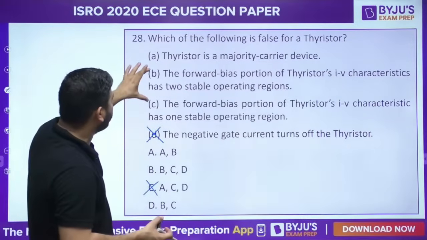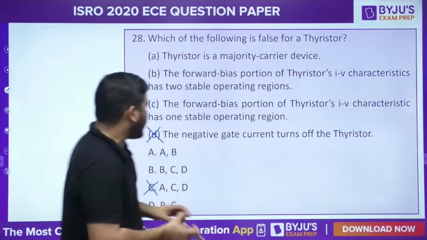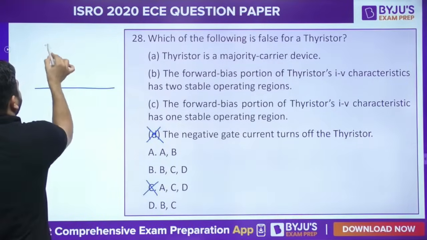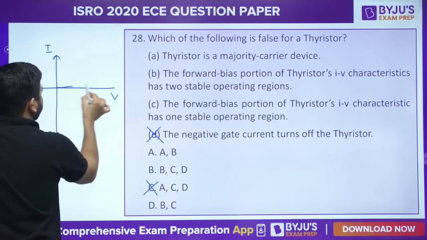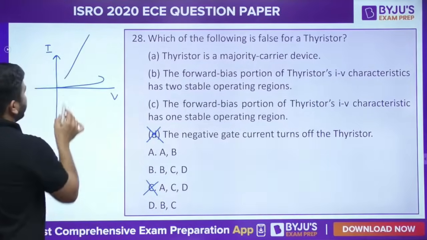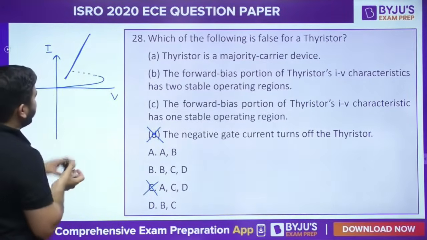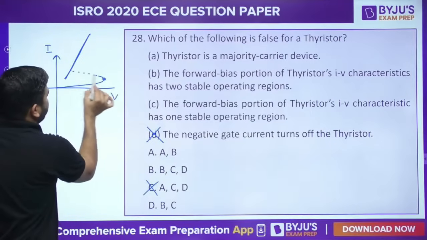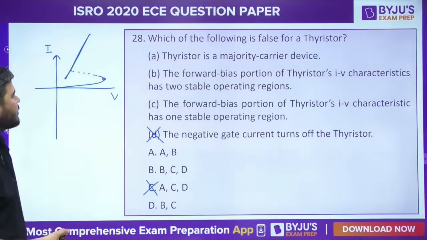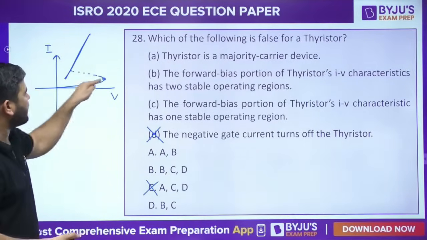Now let's come to B and C. The forward bias portion of the thyristor IV characteristics. If you look at the thyristor IV characteristics, it will be like this. You can see that this is the stable zone and this is the unstable zone. From this point to this point, you have the unstable zone, and this is again a stable zone.